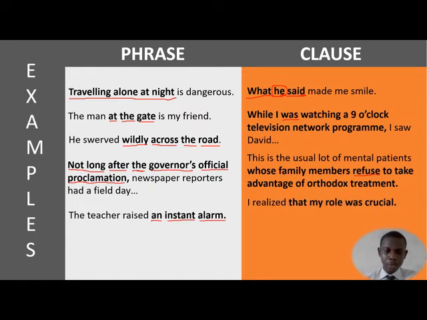Now we have this: I realized that my role was crucial. Let's see whether we have a verb here. That is a relative pronoun. My is a possessive pronoun. Role is a noun. Was, yes, is a verb, and it has a subject. My role is the subject, and it's in past tense, so it is a clause.